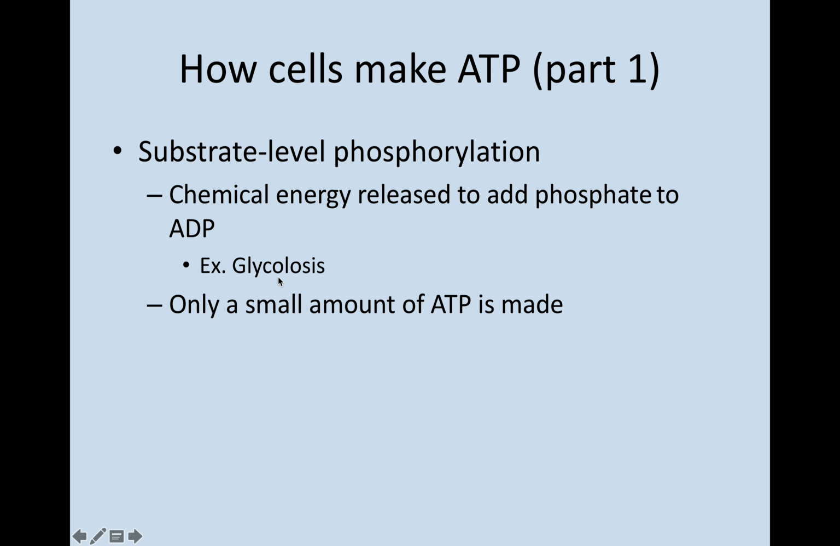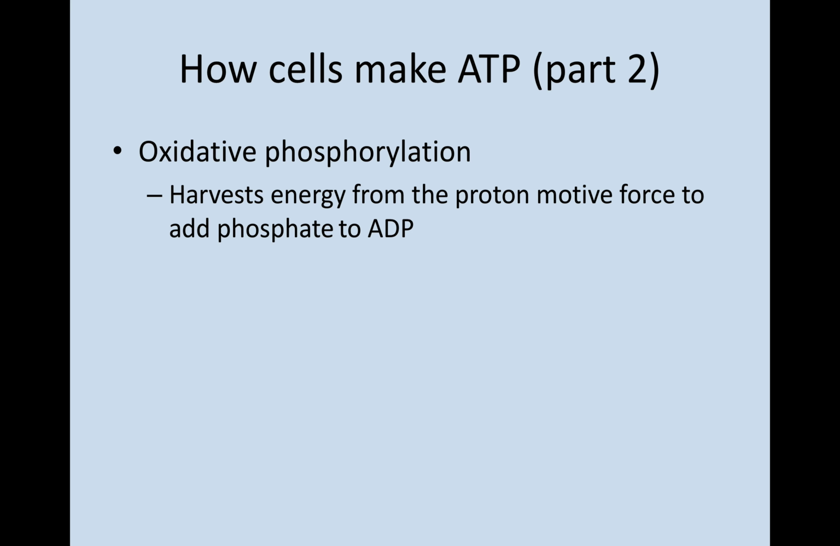And the thing with substrate level, so substrate, think enzyme, food, chemical energy, only a small amount of ATP is actually made. We're going to get most of the ATP produced by what's referred to as oxidative phosphorylation. And this is harvesting energy from what's called the proton motive force. The proton motive force is produced by the Electron Transport System, and we will get to this later.